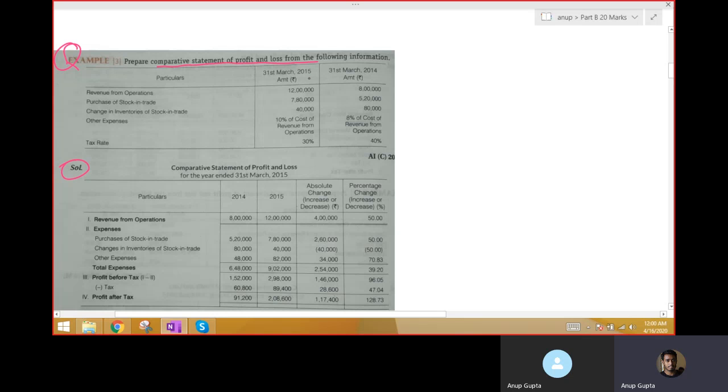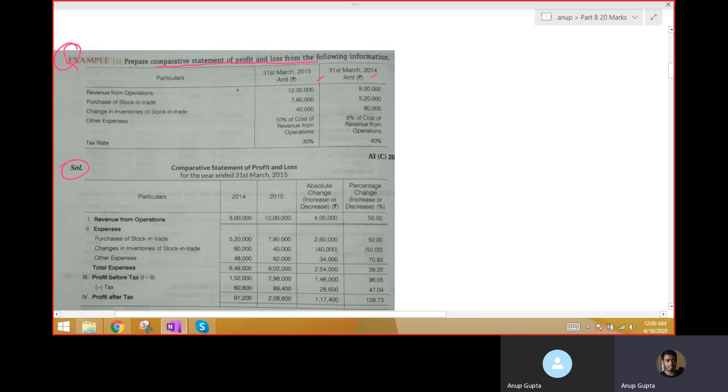They have given the data for 2 years. Obviously, we need the data for 2 years for comparison. Unlike common size, where 1 year is given and we take revenue from operations as a base and then compute, which you can see in another video. But since we are doing comparative statements, we need 2 years of data. So the data is given.